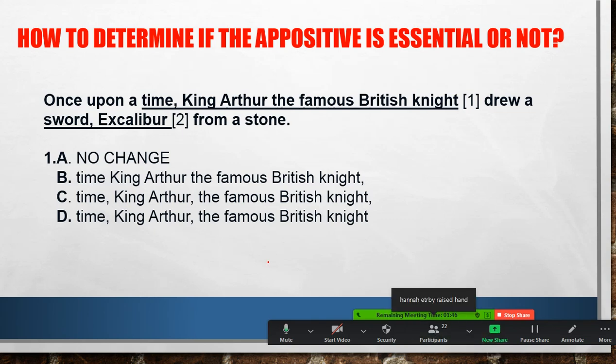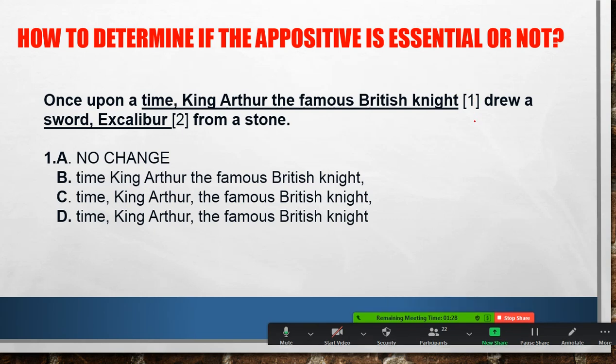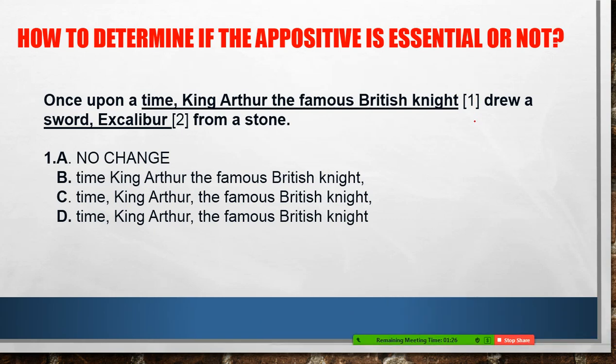So the first part relates to the first underlined one, starting from "time", and we have here a comma, King Arthur, the famous British knight, until here. This is the first part. Do you think this part doesn't need a change? Or if it needs a change, which one of the three choices here?